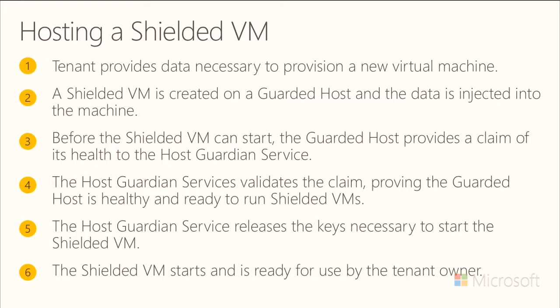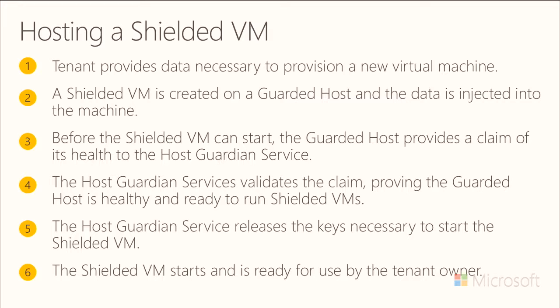Before a shielded VM can start, a guarded host has to provide a claim of health to the Host Guardian Service. This is what we refer to as the health certificate there in step 3. In step 4, the Host Guardian Service validates that claim by making sure that the health certificate was issued by it and it's not yet expired. The default health certificate lifetime is only 8 hours, so obviously it's along the same sort of timelines as a Kerberos ticket there. The possession of that health certificate is a form of a claim or an authorization step that allows the Host Guardian Service's key protection component to release keys.